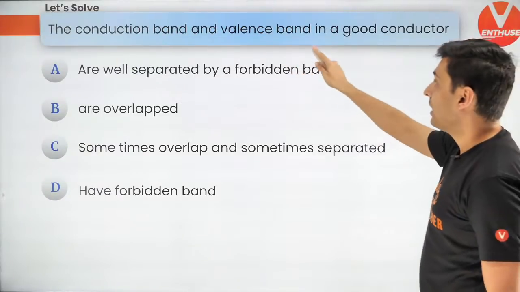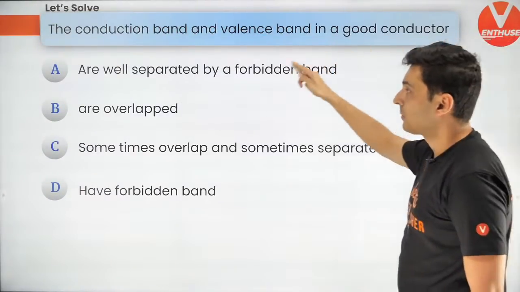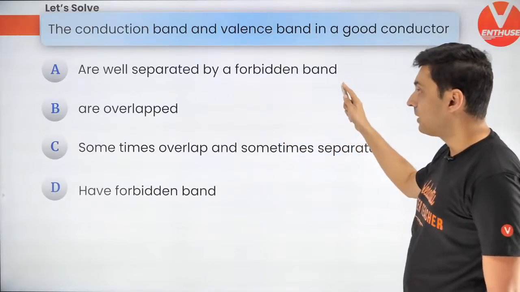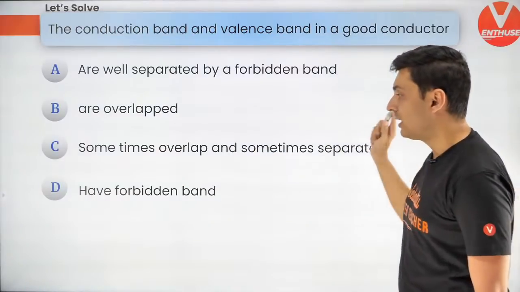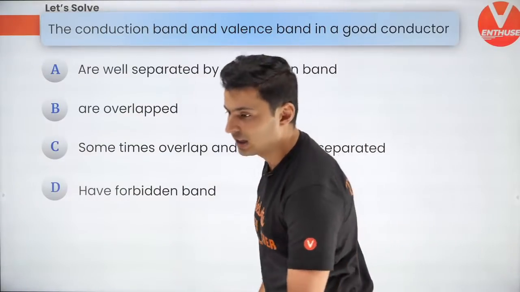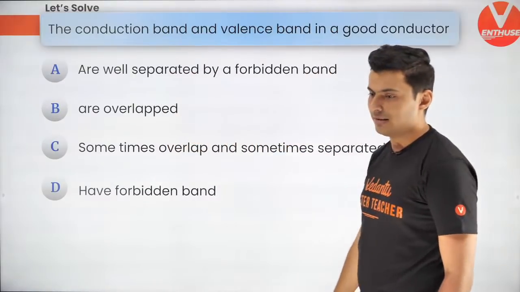The conduction band and the valence band in a good conductor: are they well separated by a forbidden band, are they overlapped, are they sometimes overlapped and sometimes separated, or do they have a forbidden band? Come on, think about it. Let's see how many of you get this.